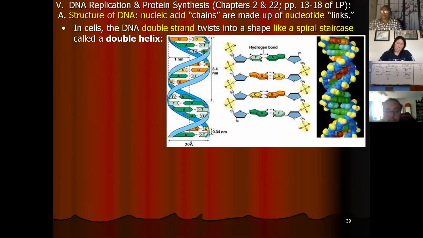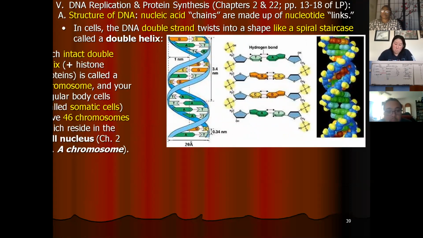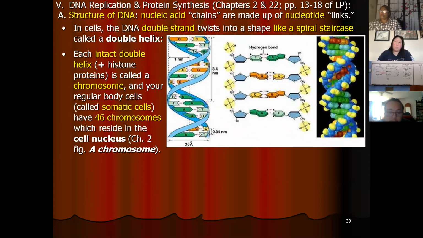Now, in our cells, it's never just DNA by itself. It's DNA and protein. And that's what makes up a chromosome. And the proteins are called histones, and they serve like spools, the DNA being the thread, and the DNA just wraps around these boulders like a spool, okay? In your regular somatic body cells, you have 46 of these threads.